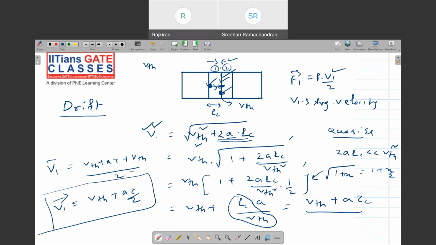Is this clear? Clear. In a similar way, whatever particles from region 2 want to travel to region 1, the electric field is opposing, right or not? So what is the average velocity? Similarly, V2 is the average velocity of the particles that want to move from region 2 to region 1, crossing this boundary. It will be VTH minus 8 tau over 2, because it is opposite. Okay? Clear?